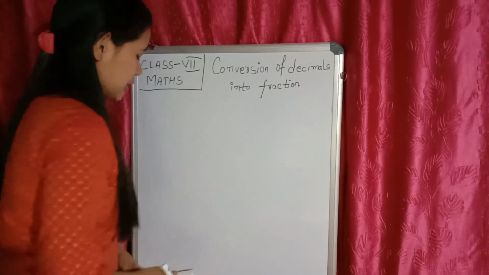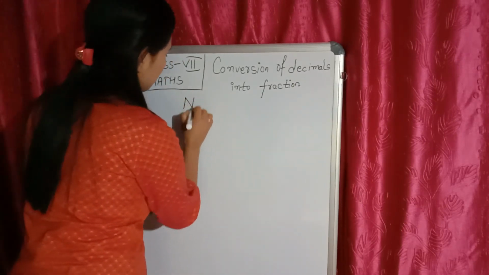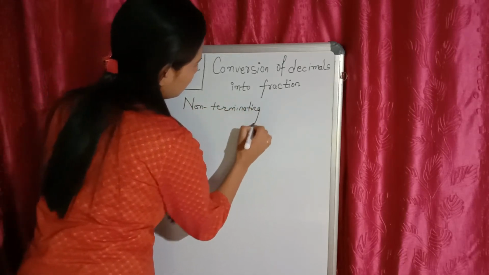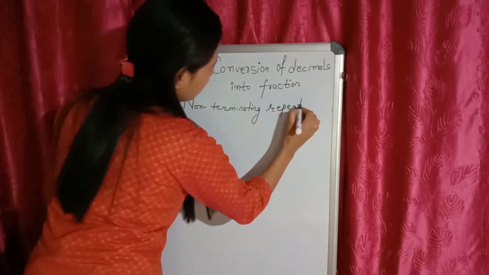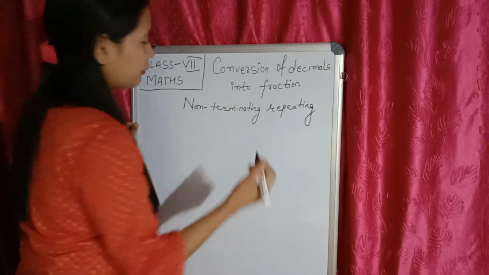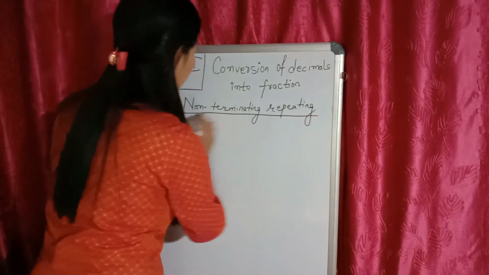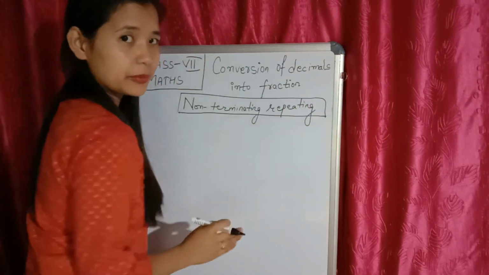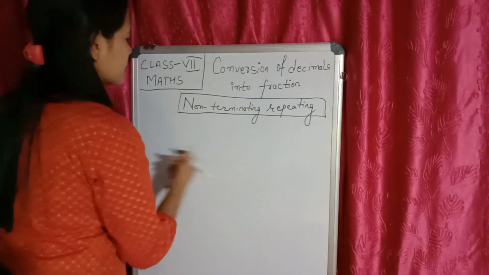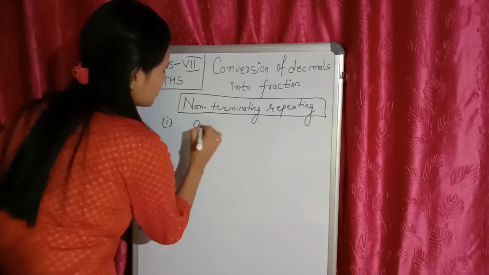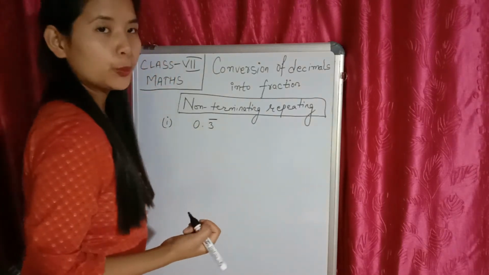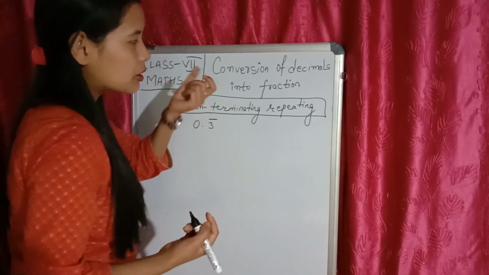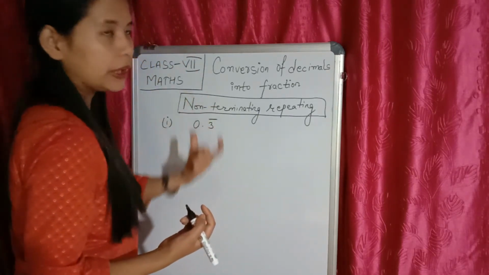In this video, I'll be teaching you the conversion of non-terminating repeating decimals into a fraction. Okay, so we'll be dealing with this type of decimal, that is, non-terminating repeating decimal. So how to convert this type of decimal into a fraction? Let us take an example. Suppose we have 0.3 bar. We need to convert this decimal into a fraction. For this conversion, we have a certain process to be followed, so I'll be explaining that process to you.